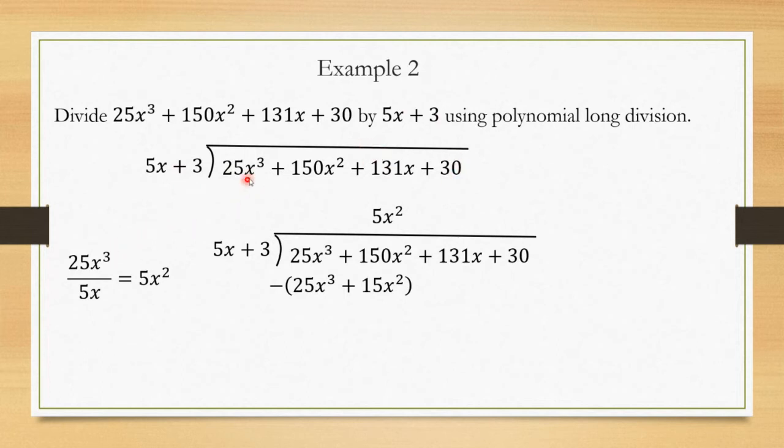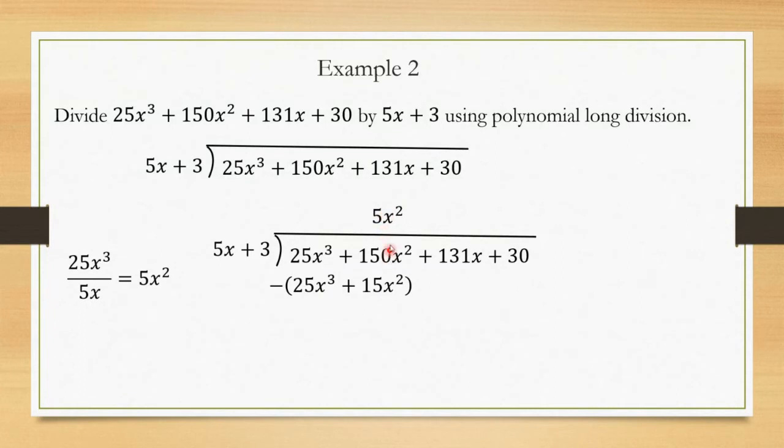Well, actually, we just divide the leading term of the dividend by the leading term of the divisor. That's what we do here, as you can see. When we do that, we have 25x cubed divided by 5x. 25 over 5 is 5. X cubed over x, you subtract the exponents, and you get x squared. So we get 5x squared. That's what we got here.